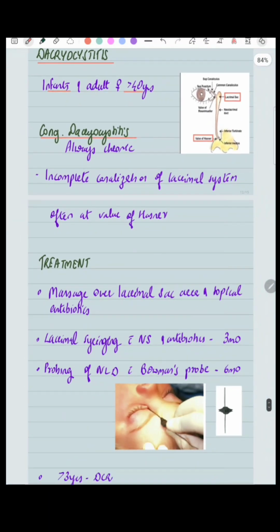Clinical features include epiphora, and the regurgitation test will be positive. When we press on the lacrimal sac, mucoid fluid will come out, that is regurgitation test positive.